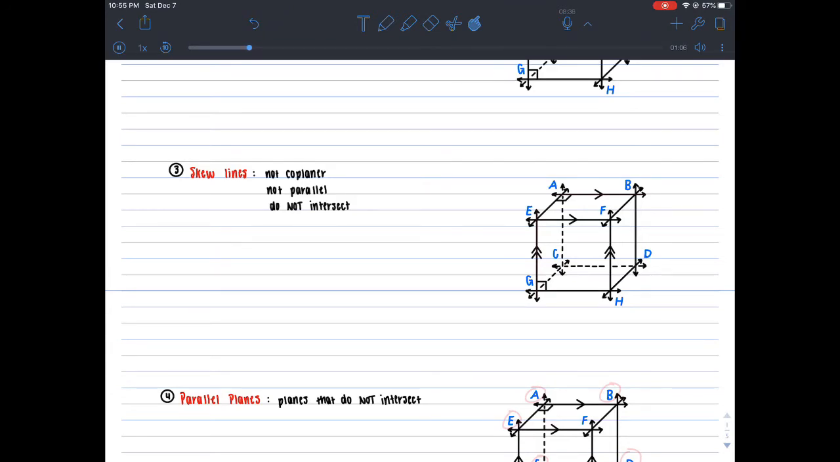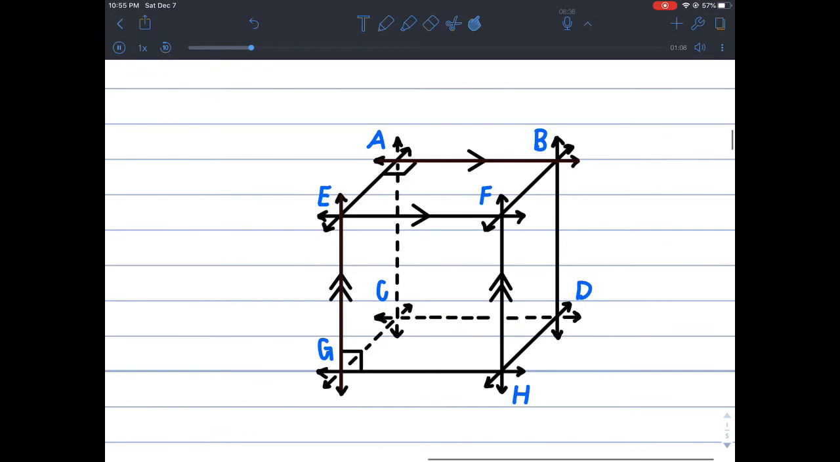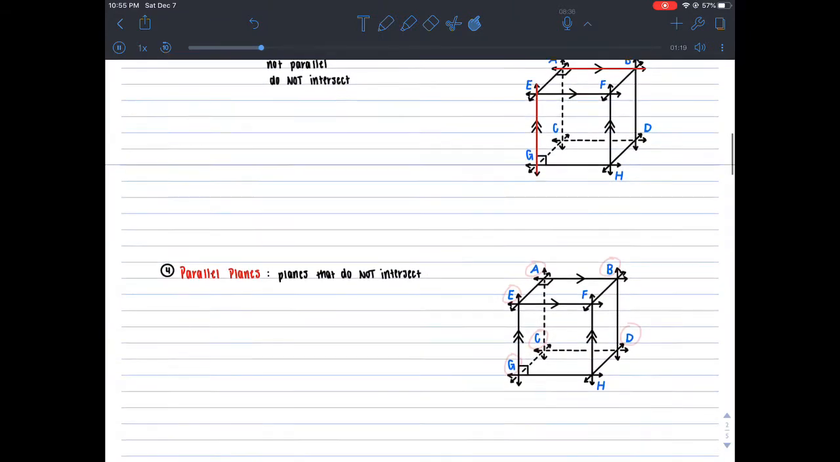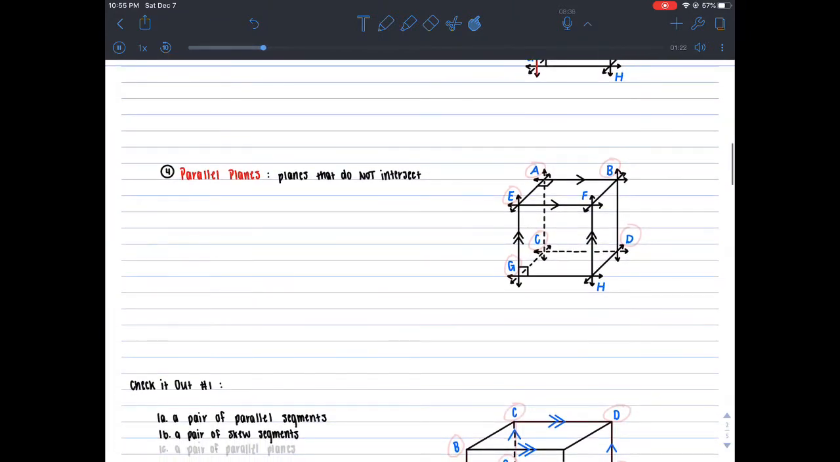On our diagram, skewed lines look something like this. AB is skewed to line EG. This is a skewed line. The last thing is parallel planes.